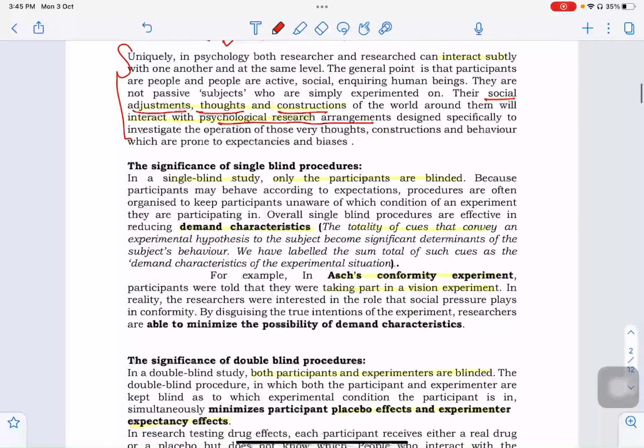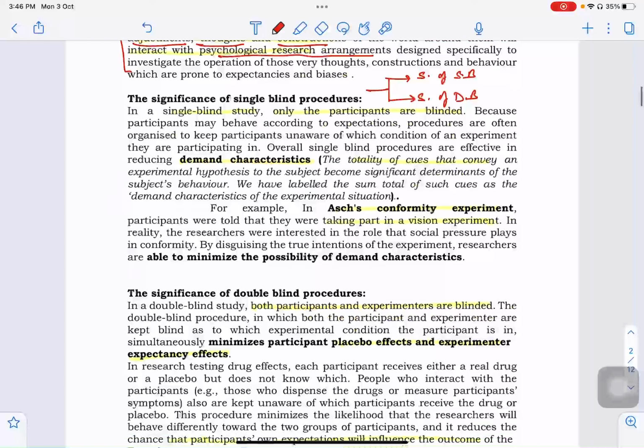Now coming again to the structure part. I have broken the answer into two aspects. First, the significance of single blind, and then the significance of double blind. Talking about single blind, what does single blind mean? Only the participants are not aware of what's going on in the experiment.